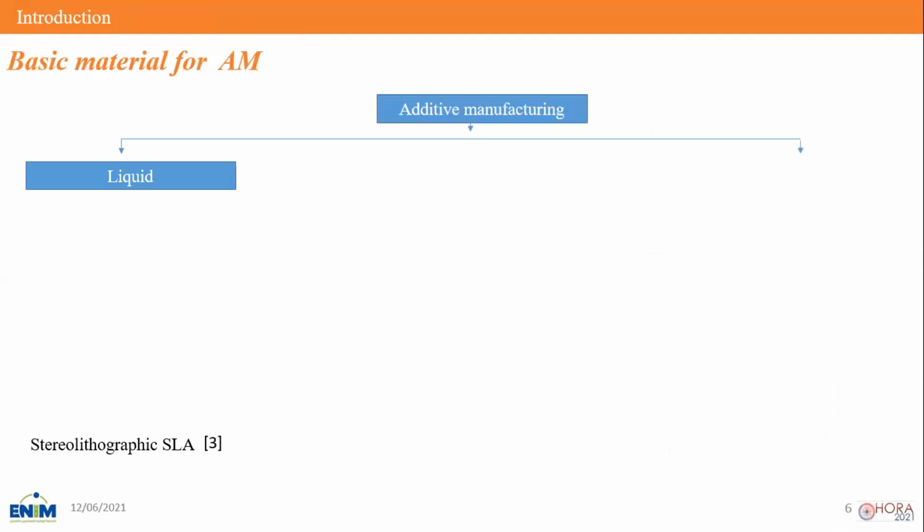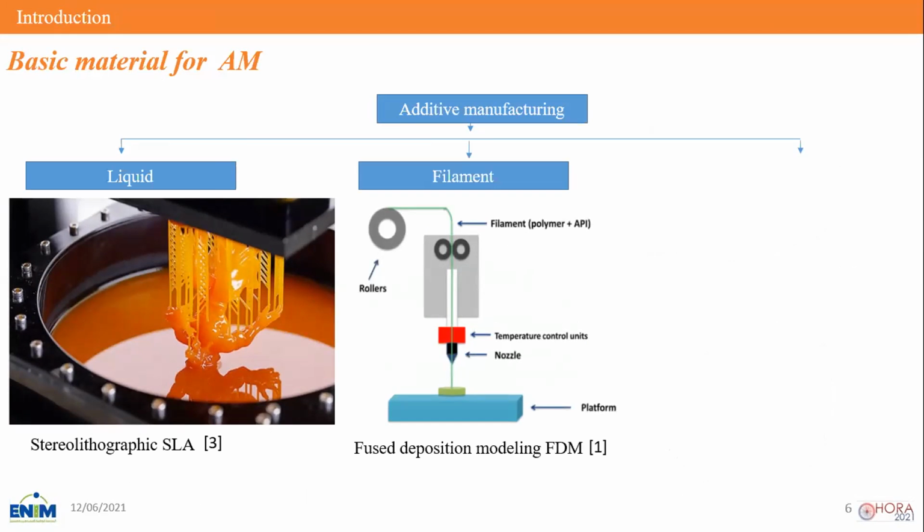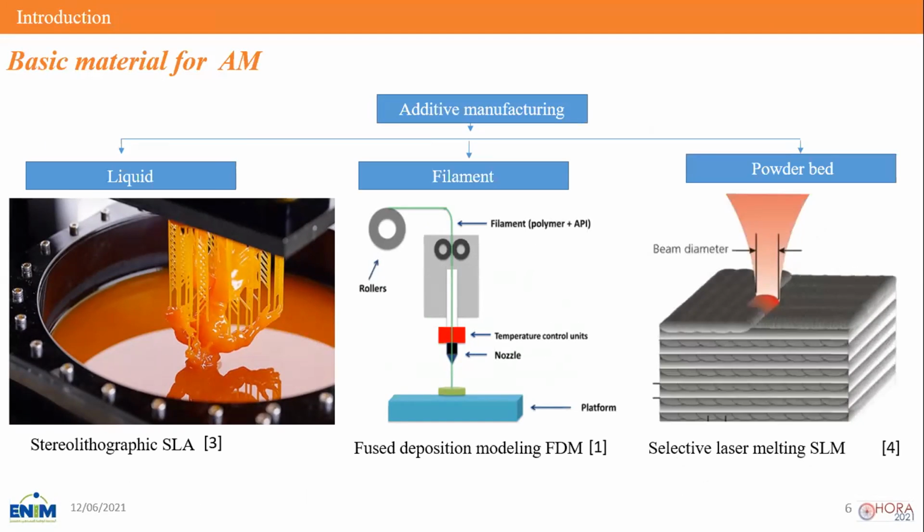The basic material of AM can be divided into three groups. It can be in the form of liquid, and here we cite the process of stereolithography, in the form of filament, fused deposition modeling, and in the form of the powder bed, and here we cite the process of selective laser melting. Our chosen process is selective laser melting because of the variety of materials that can be used, the high precision, the no need for post-treatment, and the possibility to manufacture complex shapes.